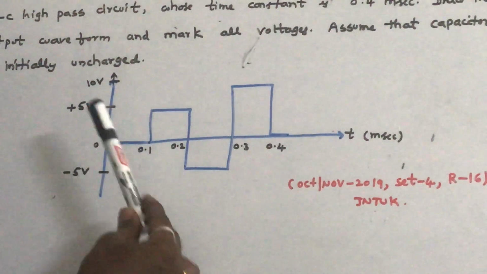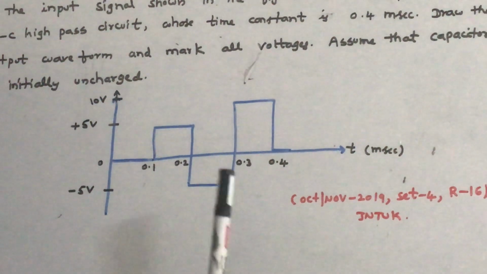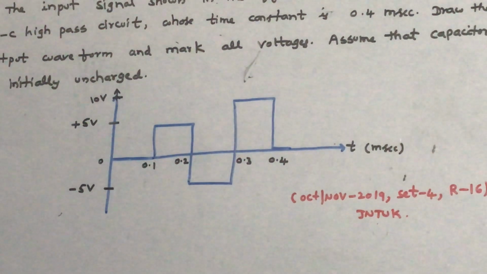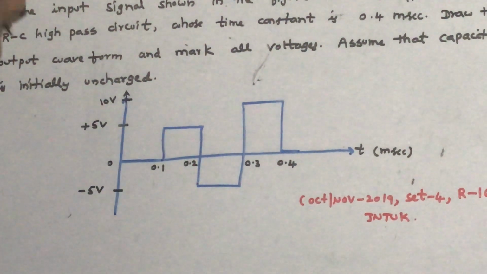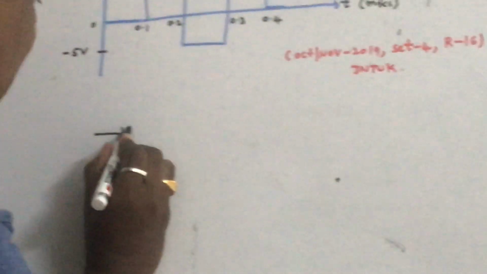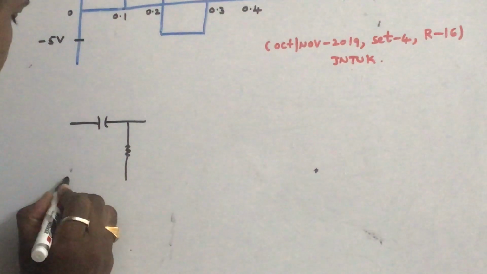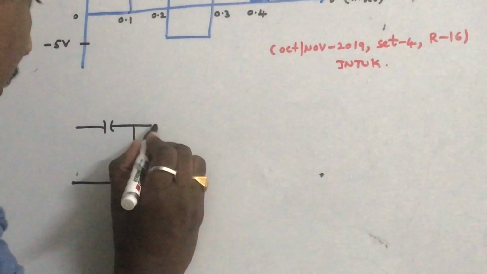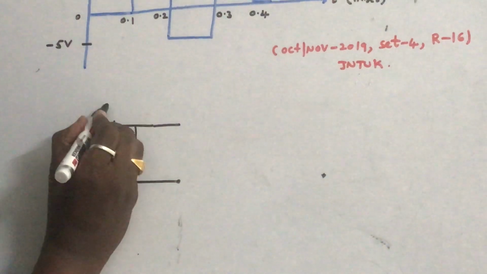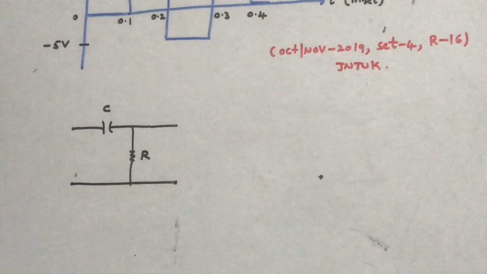So what is asked? It is asked what will be the nature of the output and to calculate all the voltages in the output. That is our question. First, let us draw the RC high pass circuit. As you know, the RC high pass circuit is a very simple circuit. It consists of a capacitor and a resistor, where we take the output voltage across the resistor. So this is the RC high pass circuit.